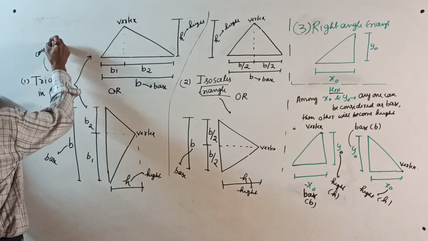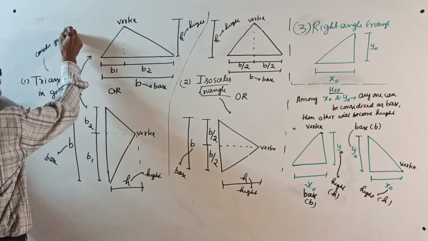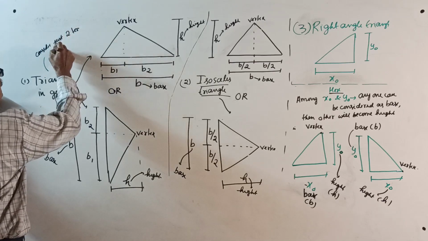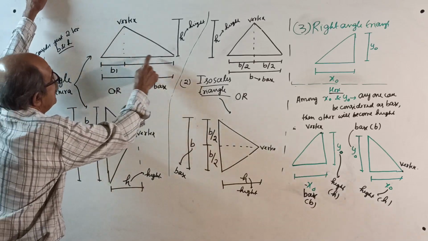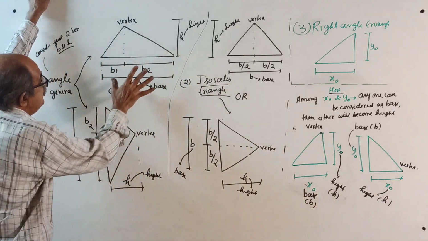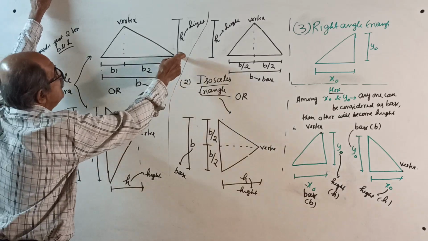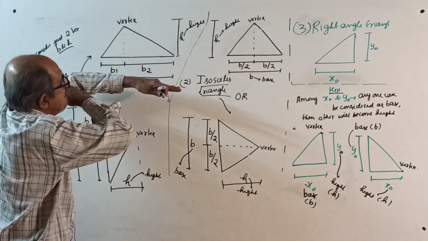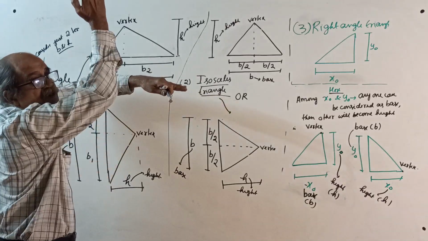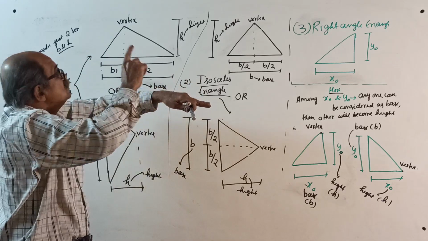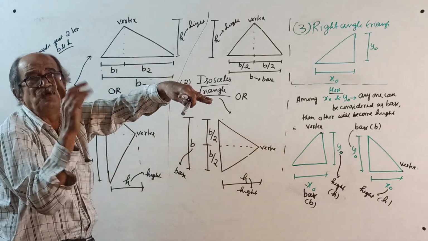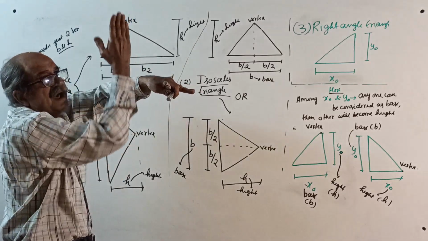Consider just two terms, base and height. It can be like this or it can be like this. Here, B is the base, H is the height. For the base, height is perpendicular. Here, horizontally I am marking base, so vertically I am marking height.